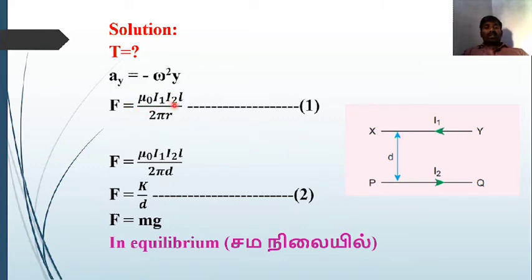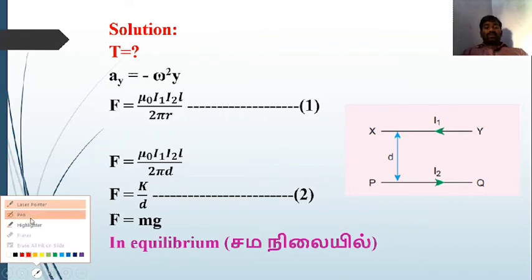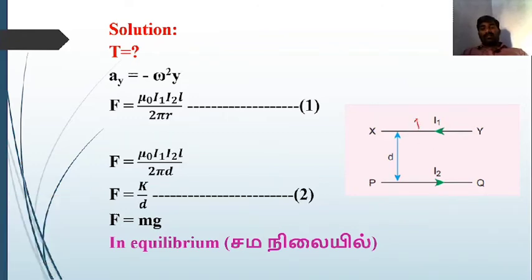F is equal to mu naught I1 I2 L upon 2 pi R. R is replaced by D. So F is equal to mu naught I1 I2 L upon 2 pi D. Two parallel current carrying conductors experience a force. Here the two conductors carry currents in opposite directions, so this conductor experiences a repulsive force. Here the conductor experiences a downward force. At a particular separation D, this wire XY comes to equilibrium.